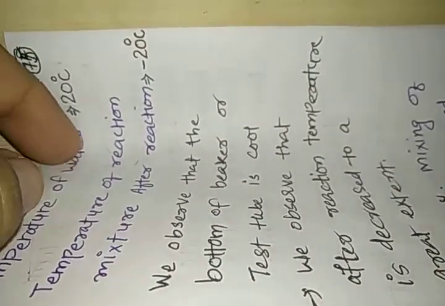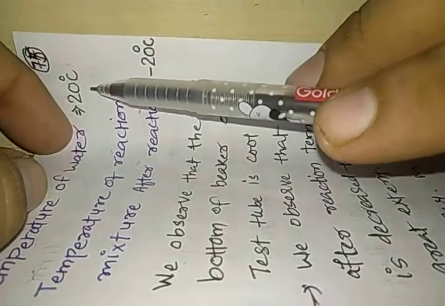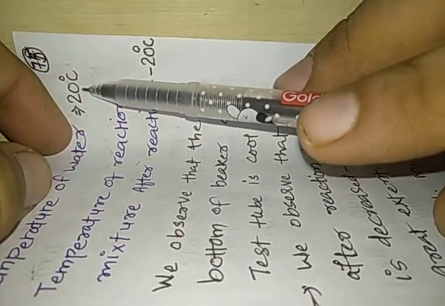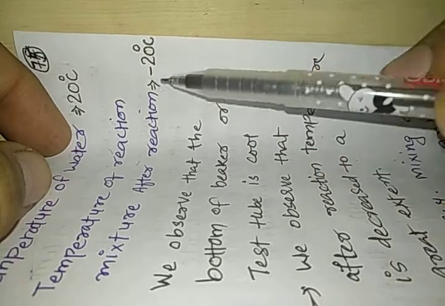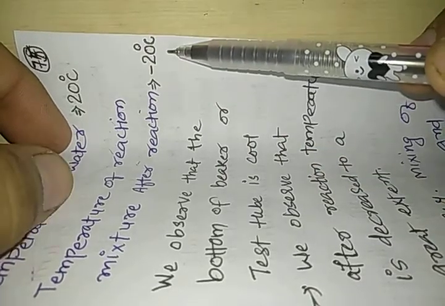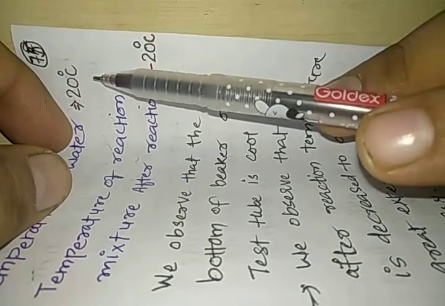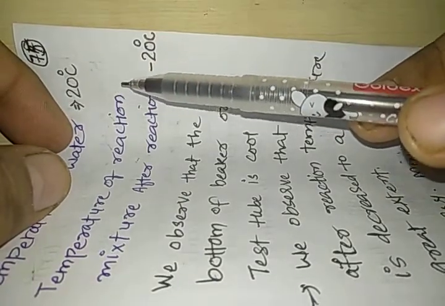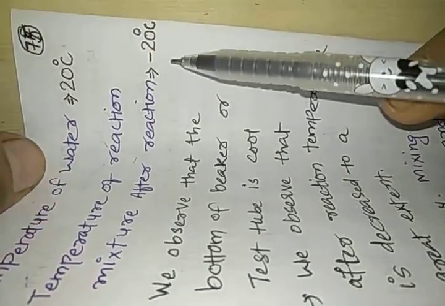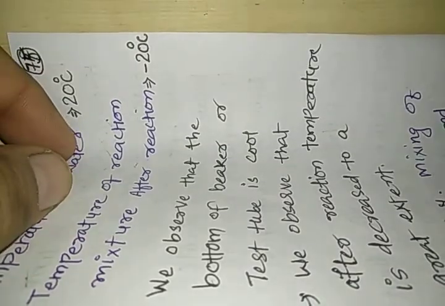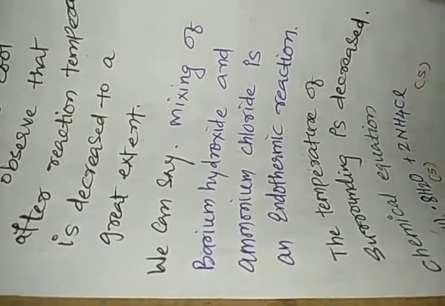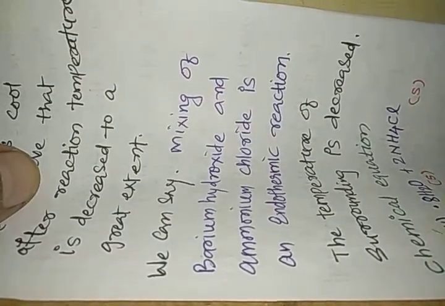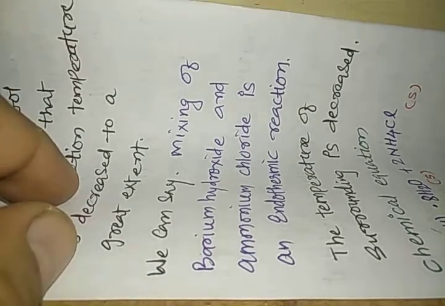Hello, dear students. We have seen in the activity that the temperature falls from 20 degrees centigrade to minus 20 degrees centigrade. So, the bottom of the beaker or the bottom of the test tube is found cool when we touch it. And we can say that for the reaction, whatever energy is needed, it was taken from the surrounding.